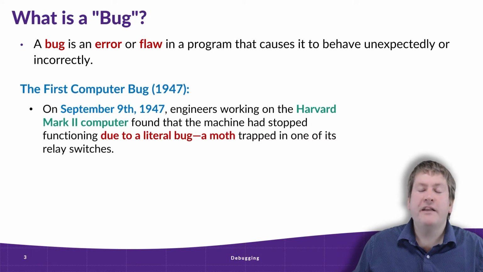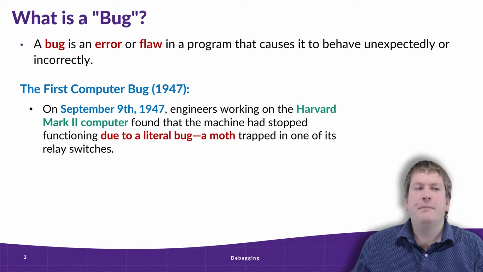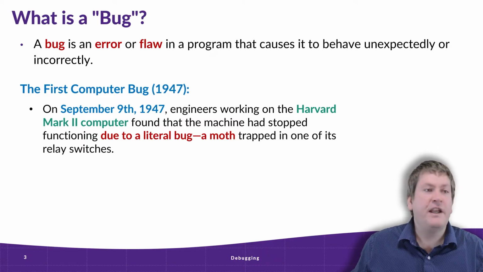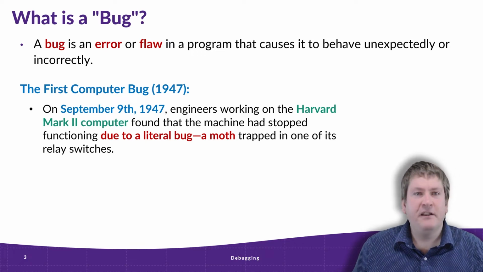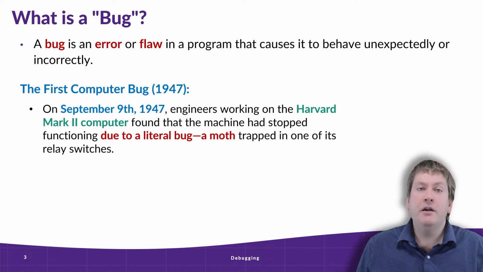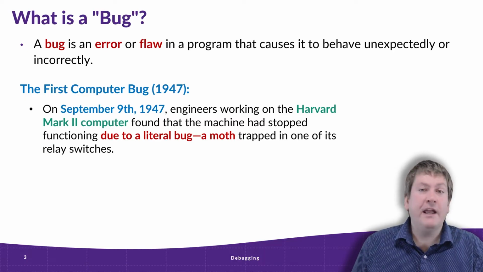Well, the term bug has been around for some time in the context of engineering, usually to describe mechanical or electrical malfunctions. Most notably, Thomas Edison referred to technical issues in his inventions as bugs, dating back as early as the 1870s. But the first time the word bug was used to refer to a computer bug, or an issue with a computer, was on September 9th, 1947. And this was by the engineers working on Harvard's Mark II computer.